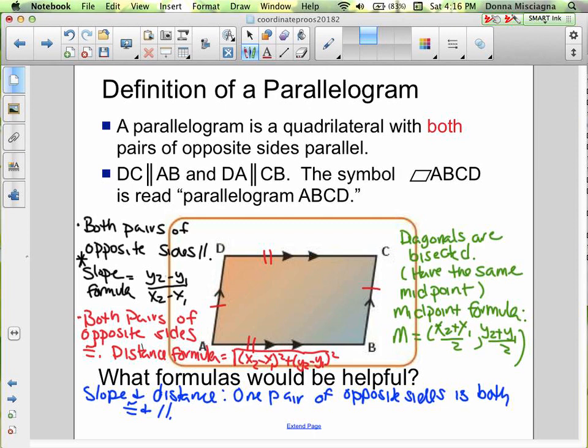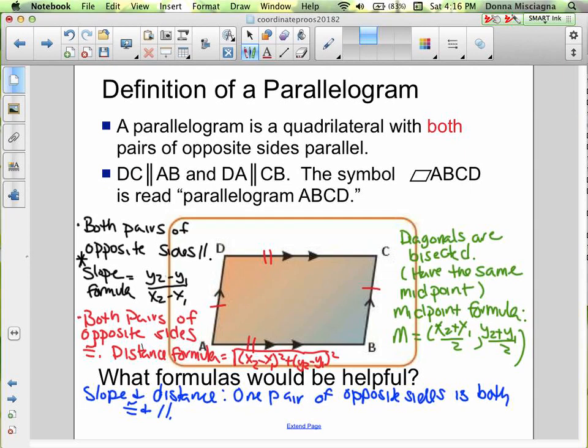So we have a third way to prove that a figure is a parallelogram, and that is to show one pair of opposite sides is both congruent and parallel. That works out really nicely too, and if one pair of sides were horizontal, it might be nice to use that one because it's pretty easy to figure out the distance of a horizontal line and the slope of a horizontal line. So we can show both pairs of opposite sides parallel, and we use the slope formula. We can show both pairs of opposite sides congruent, and we use the distance formula. Or we can show one pair of opposite sides is parallel and congruent, and we would use both formulas, but just one time.